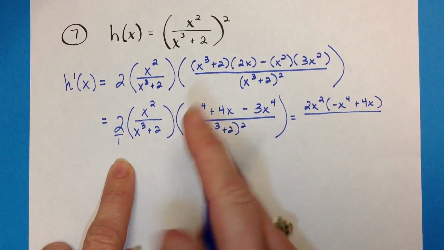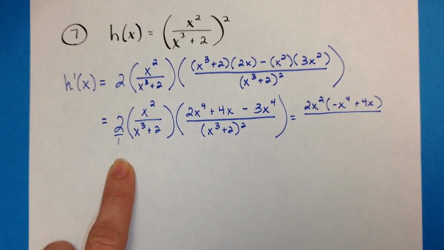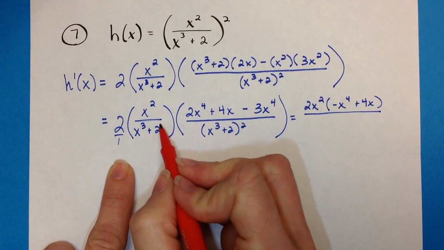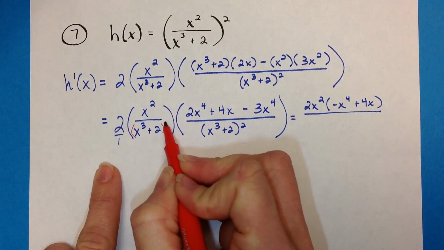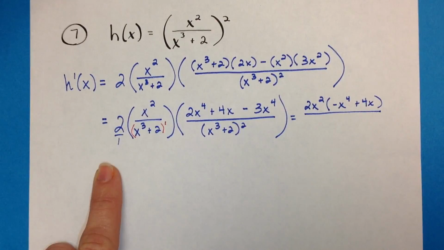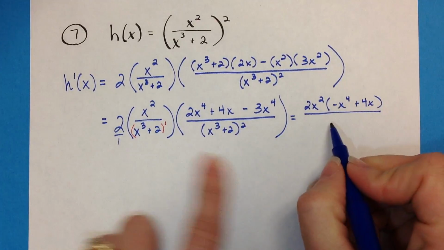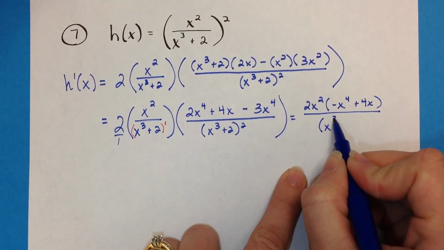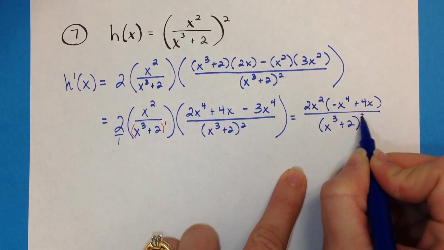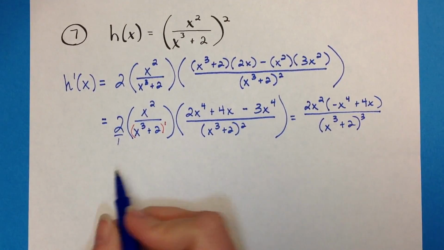Now you can put this in parentheses, which means it's understood to be to the first power. So you've got 1 of them here, you've got 2 of them here. So when you multiply, you add your exponents. So that means now you're going to have it to the 3rd power.